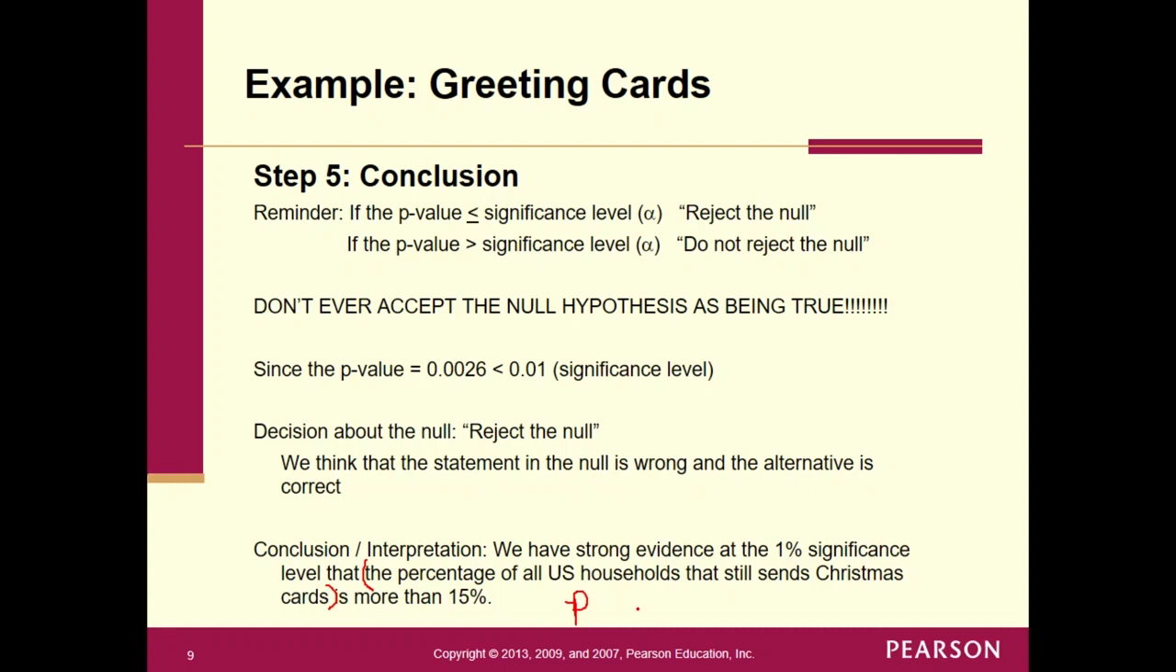So there's an example of a right tail test. The next one that we'll do is probably going to be a two tail test.